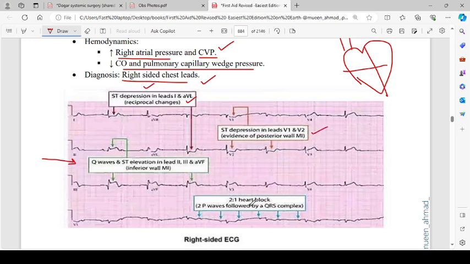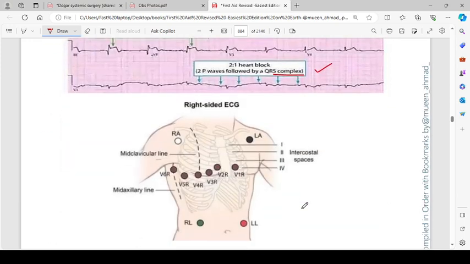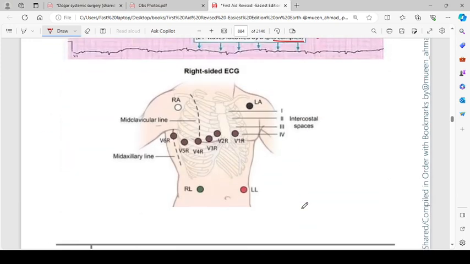ST depression in leads 1, V1 and V2 is also seen, right? And for the heart block, there are 2 P waves followed by a QRS complex. So 2:1 heart block is present, which is Mobitz type 2, right? In Mobitz type 2, there is no PR prolongation, but there is just skipping of heartbeats.